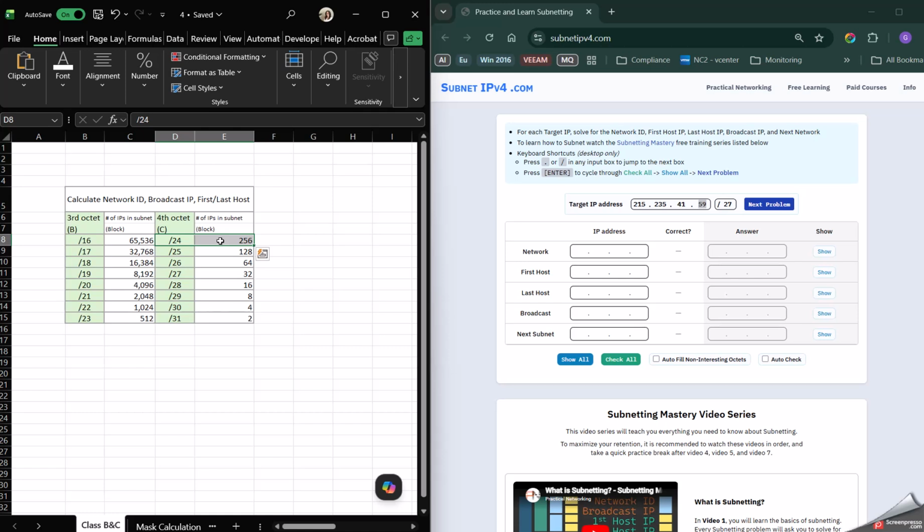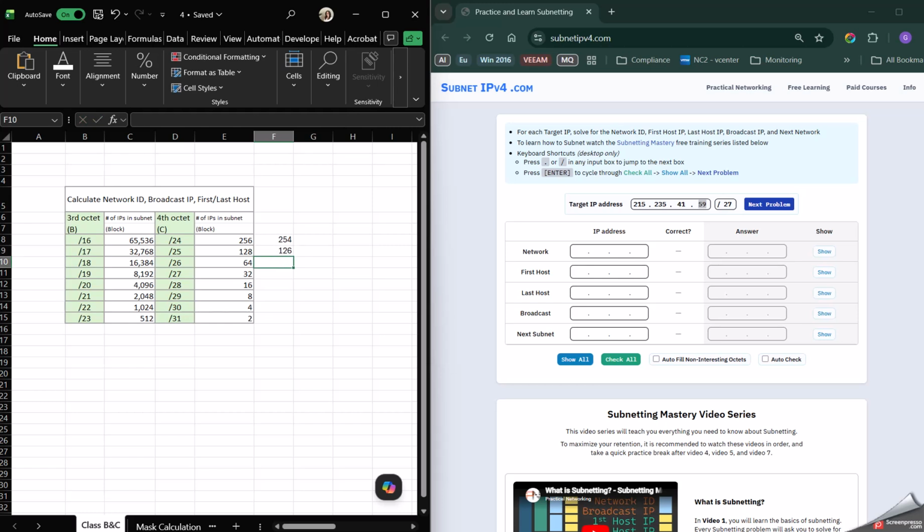Now, one thing you need to remember is that a /24, yes, it's a block of 256 IPs, but the exam is going to ask you for the host IPs. So out of the 256, you always deduct two, one for the network ID and one for the broadcast IP. Therefore, you will only have 254 usable host IPs, and that goes for all of these subnets. So here you're going to have 128, but actually usable IPs is 126.